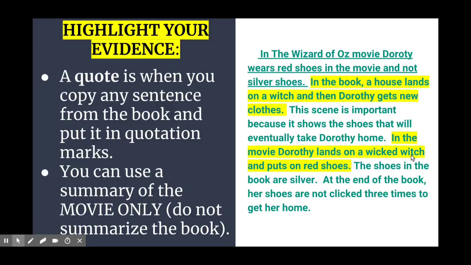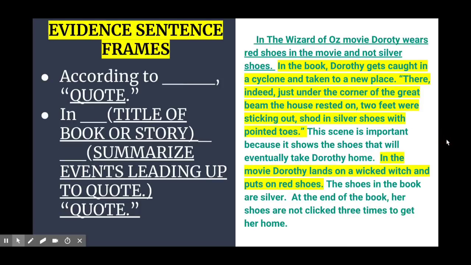My second quote says, in the movie, Dorothy lands on a wicked witch and puts on red shoes. Now, I'm allowed to do a summary for the movie. However, this summary is lacking a lot of details. So your evidence is allowed to be short, but make sure the details you choose to put in your summary go back to the claim. So here's an example. I fixed the first one. So now what I did is I went to Lit2Go. You can find it by doing a Google search, Lit2Go, The Wizard of Oz.